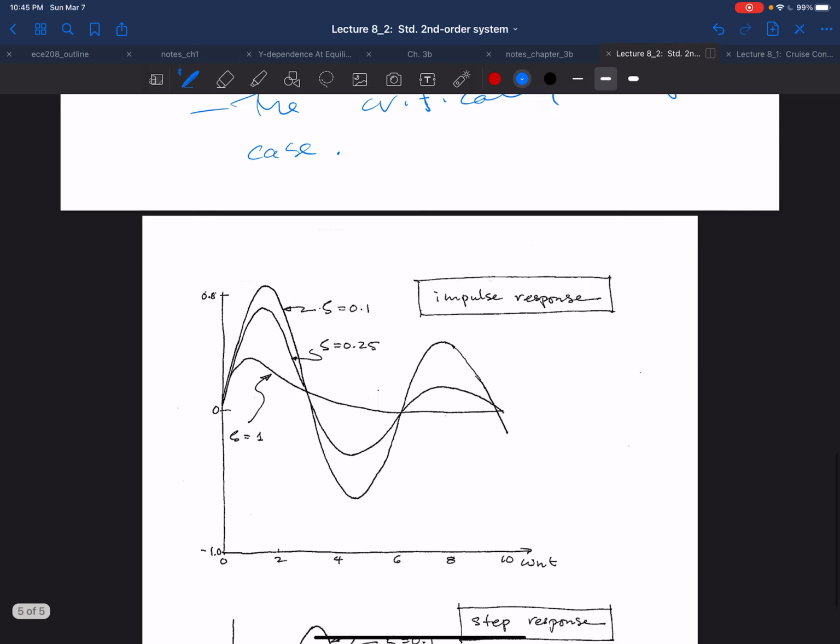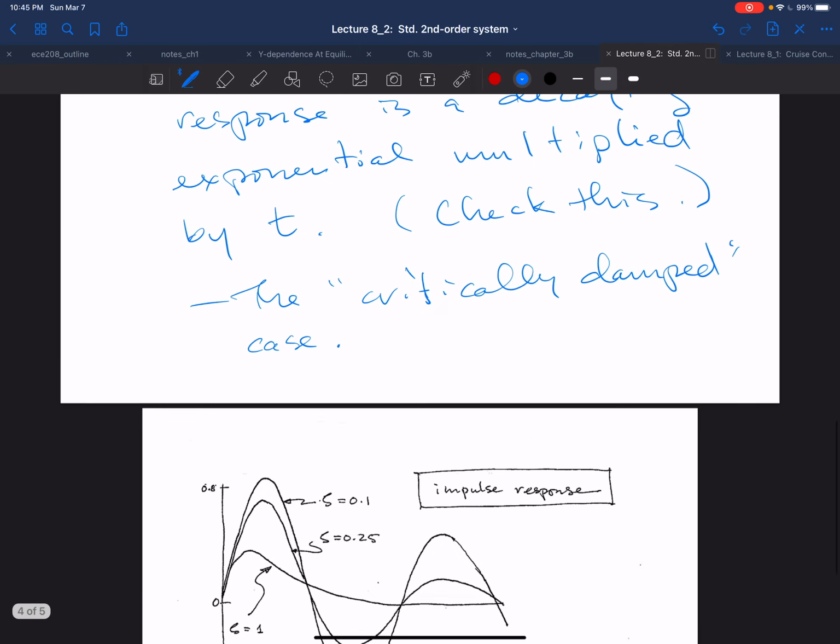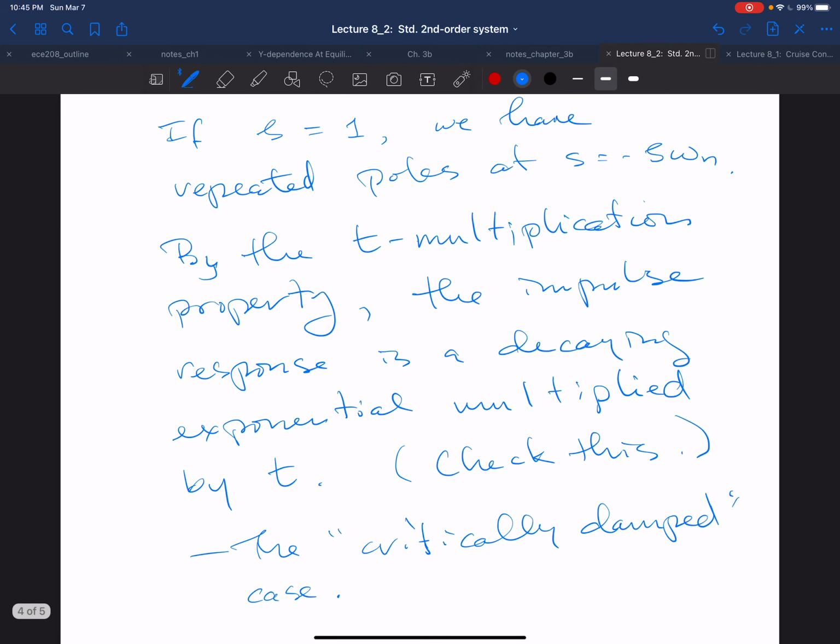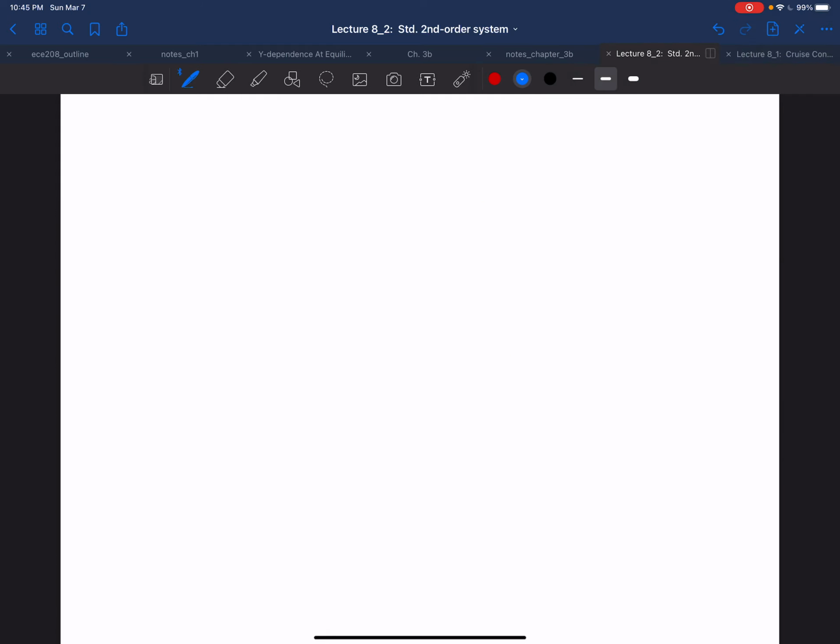Where you really get different responses, and there's a sneak preview of them, is within the so-called underdamped case. And this is what we're going to concentrate on. This is the case where zeta lies between 0 and 1, and let's say that's strictly positive and strictly less than 1. In this case, of course, the term under the square root sign is negative.